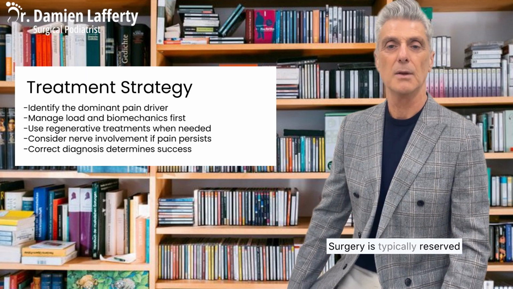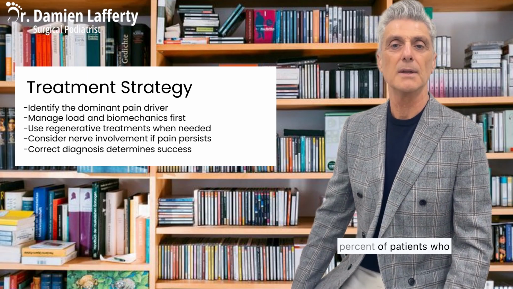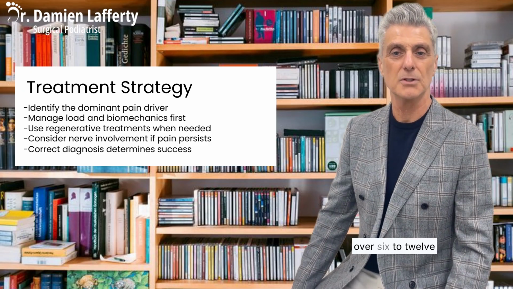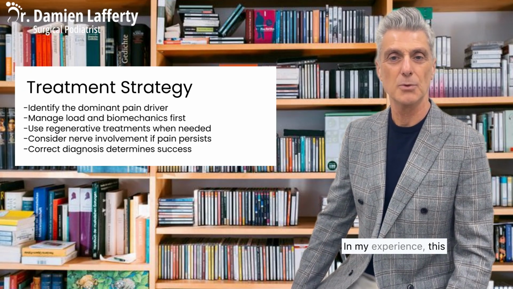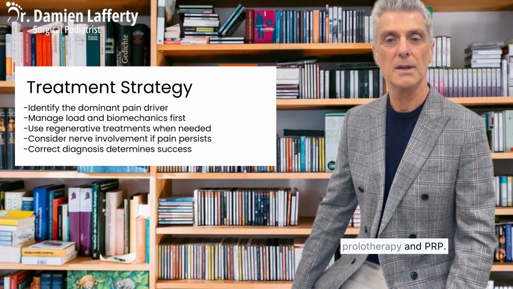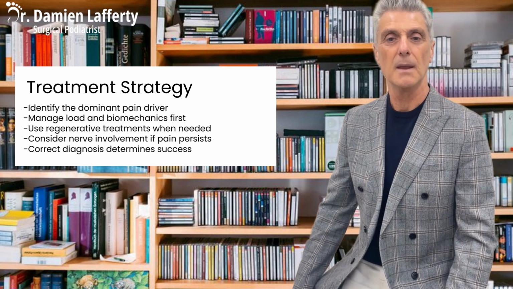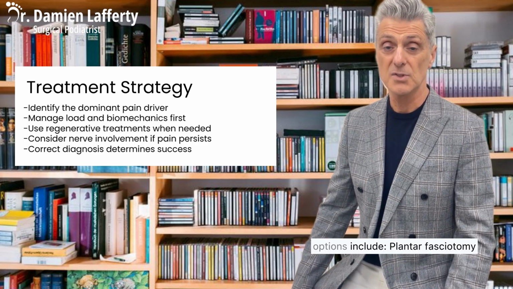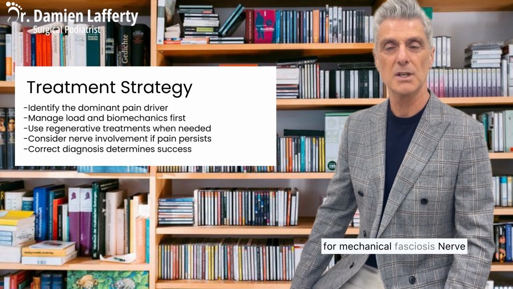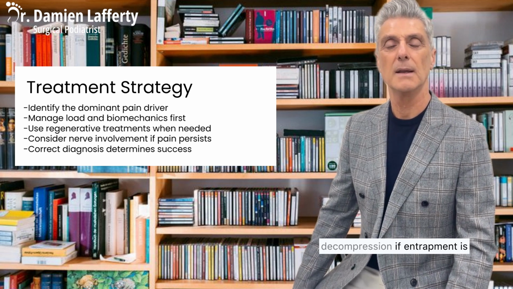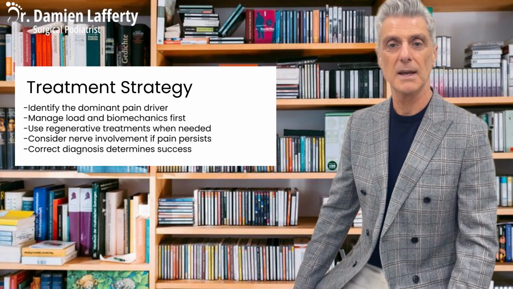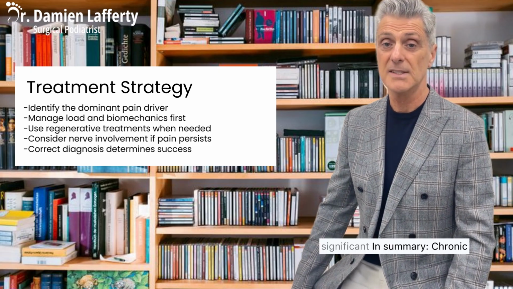Surgery is typically reserved for fewer than 10% of patients who fail structured conservative care over 6 to 12 months. In my experience, this number is now much lower due to ultrasound-guided prolotherapy and PRP. Where surgery is indicated, options include plantar fasciotomy for mechanical fasciosis, nerve decompression if entrapment is confirmed, and heel spur excision if bony impingement is significant.